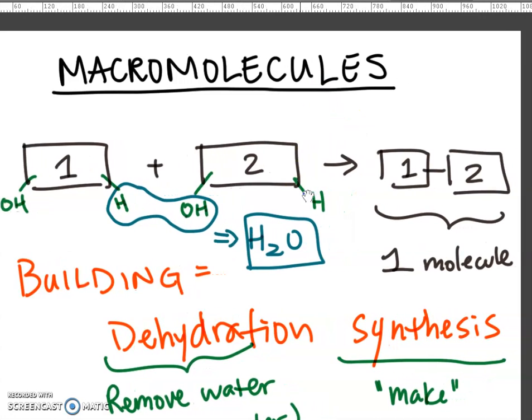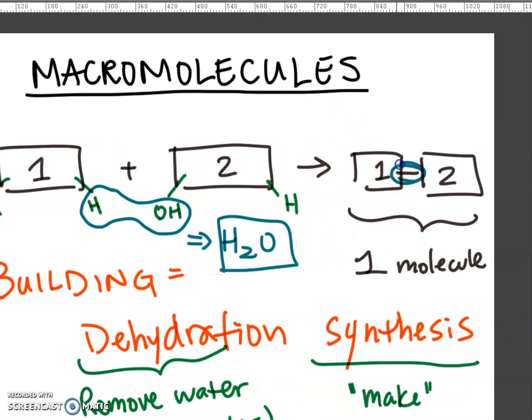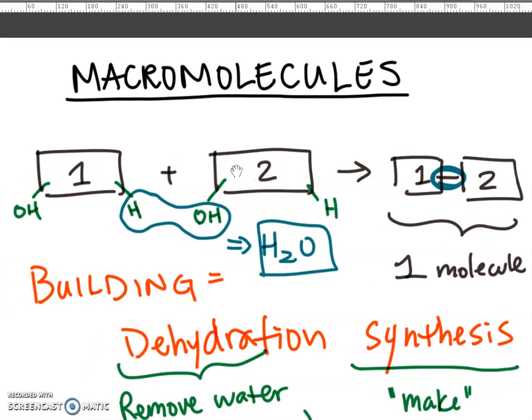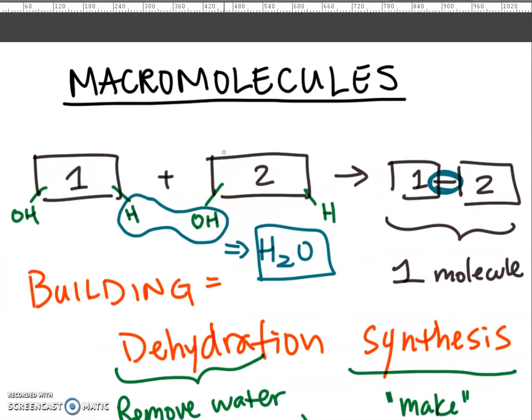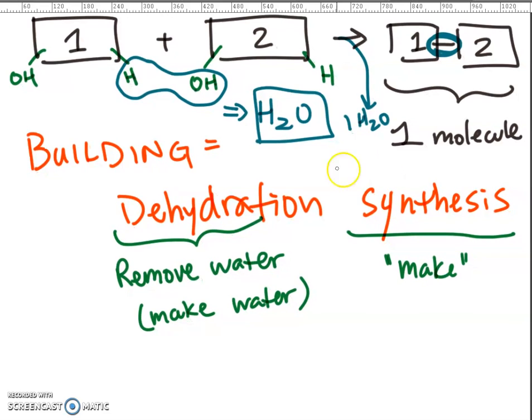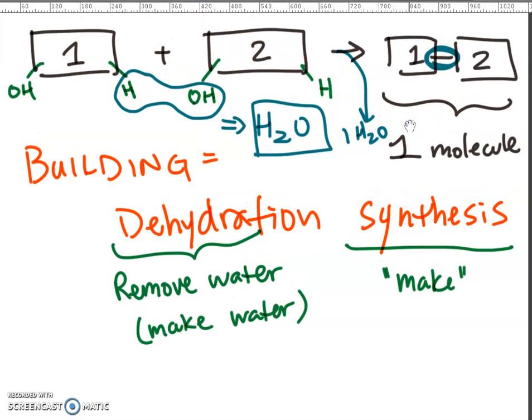In order to make this bond, right here, you need to open up the space. You need to make space for them to join, and to do that, you take this water and you remove it. So your water is actually going to come out. One H2O is going to come out so that you can make this. This is why we're calling it dehydration synthesis, because you're removing water from these 2 molecules to join them together.